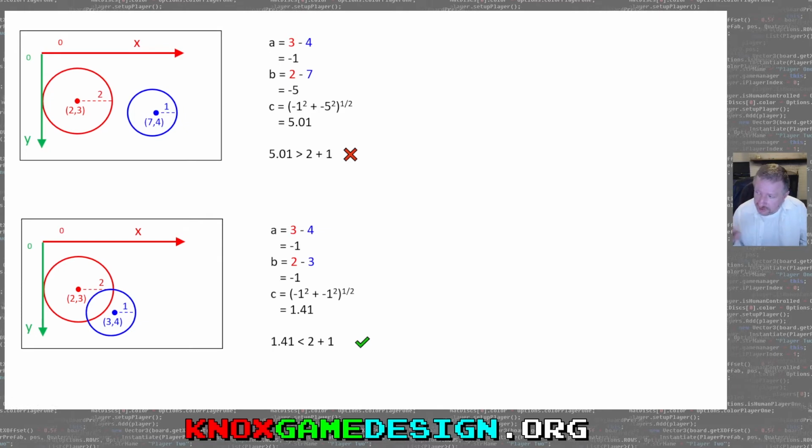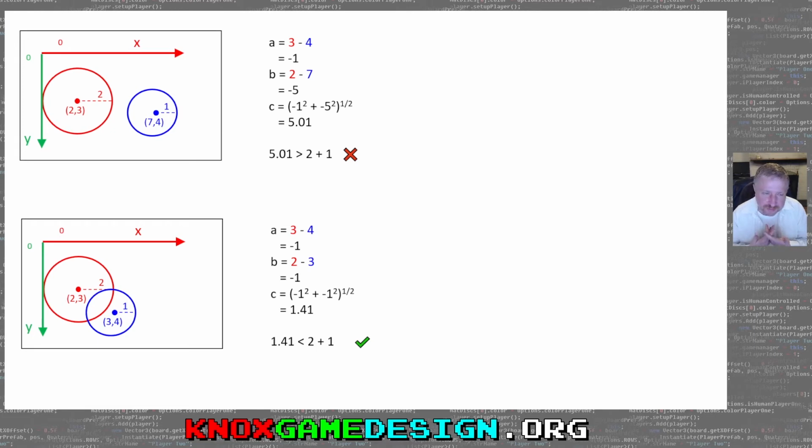And by the way, it is a right triangle because it has a 90-degree angle where the A and B sides meet. So we've got a -1 and a -5. We square those, so we get 1 and 25. That gives us 26. We take the square root of 26, and it approximately equals 5.01. So since 5.01 is greater than 2 plus 1, or 3, that means these two circles don't collide.